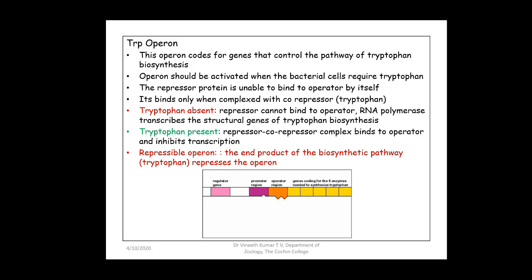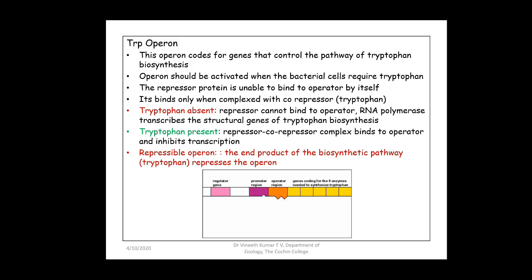Tryptophan is an amino acid which the bacteria synthesize by themselves, so it is the biosynthesis of tryptophan. We are going to see how the enzymes involved in the biosynthesis of tryptophan inside the bacterial cell are controlled.